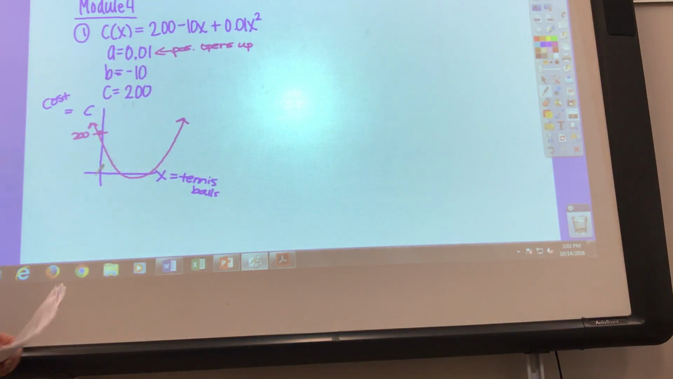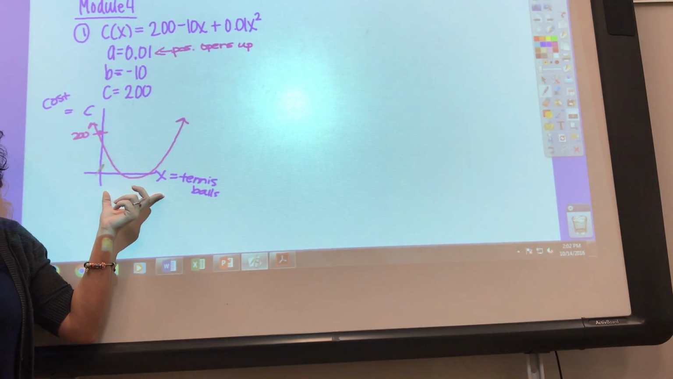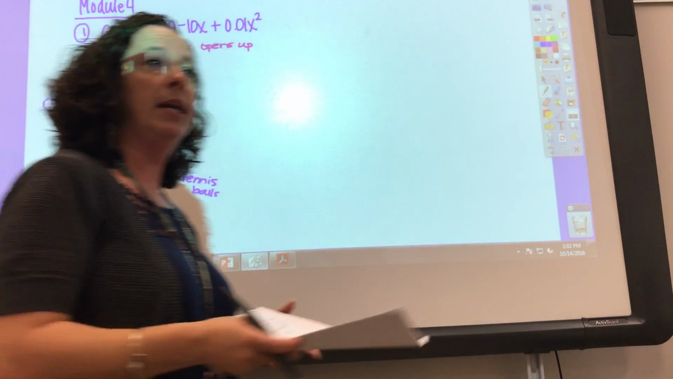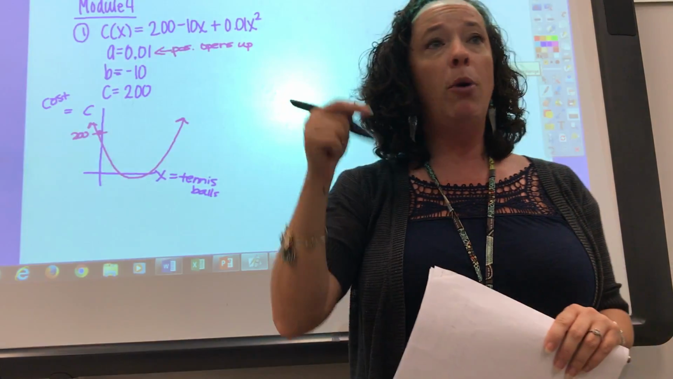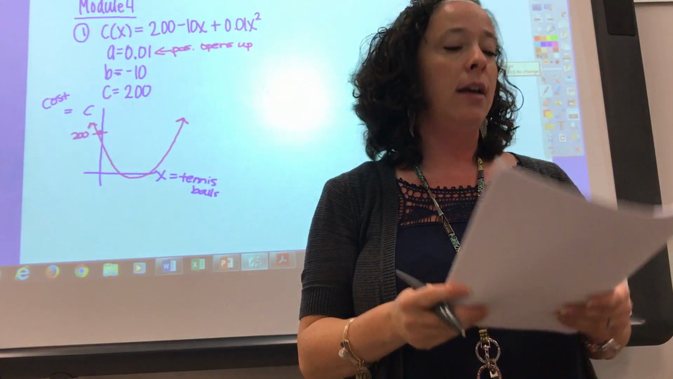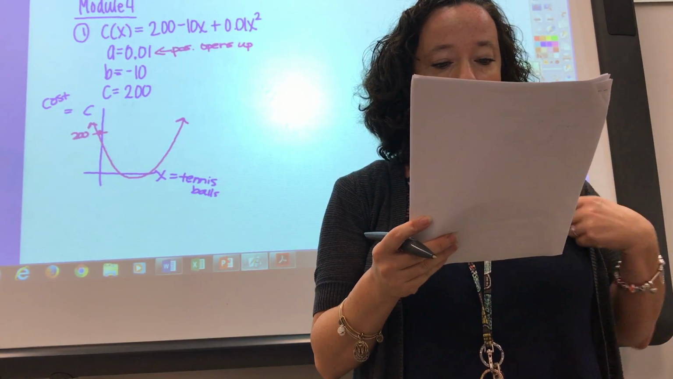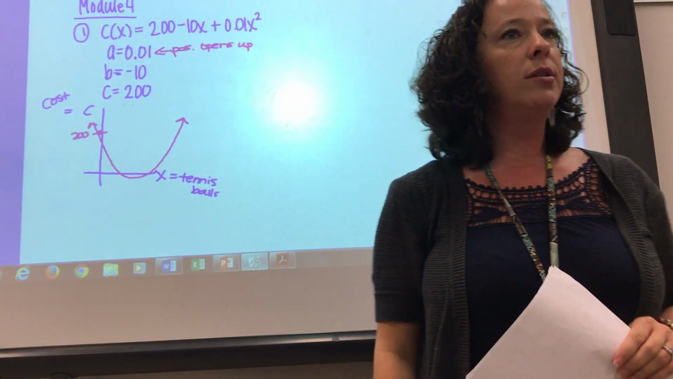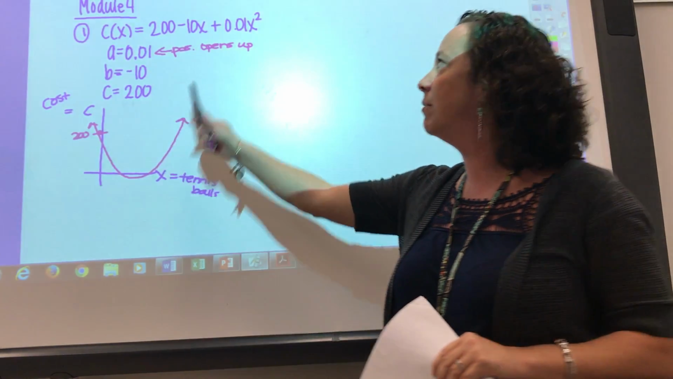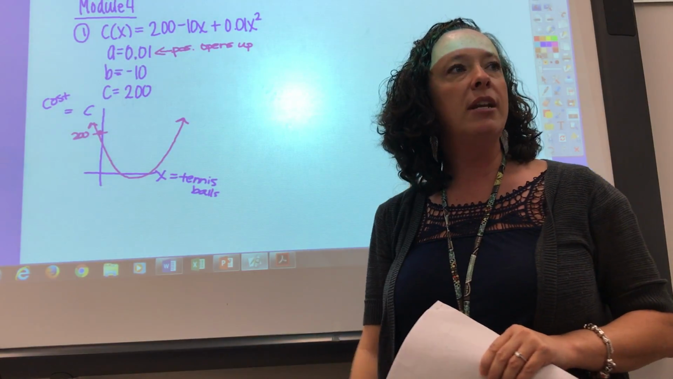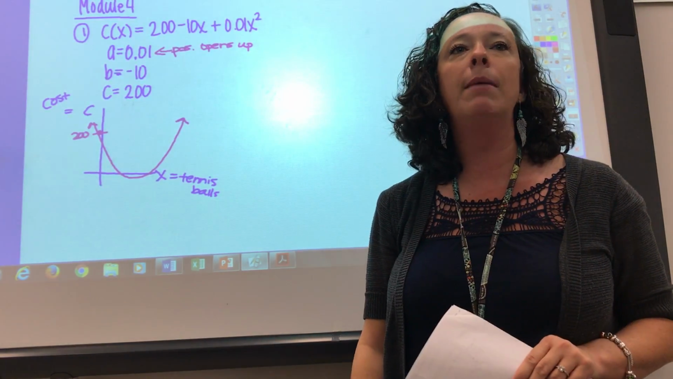Like I said, this quick graph y'all need to do on your paper, because what I want to see when I'm helping you is your dot, your point of what this question's asking. What are we solving for, X or C? X, because X is the number of tennis balls.